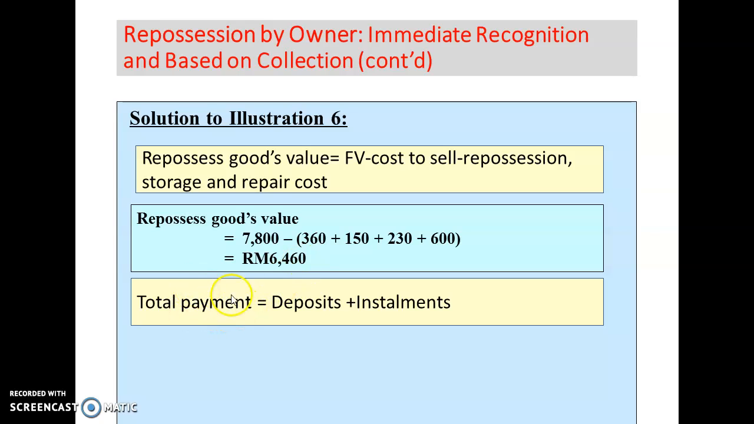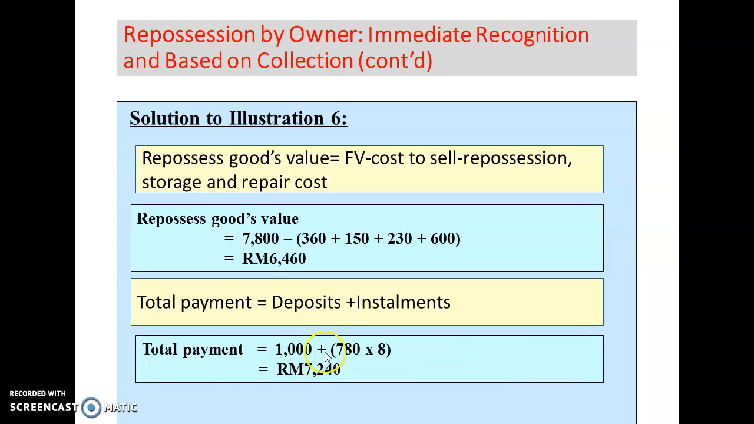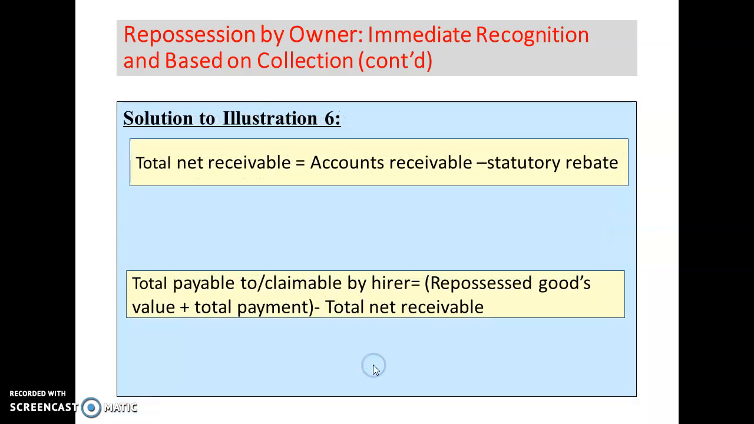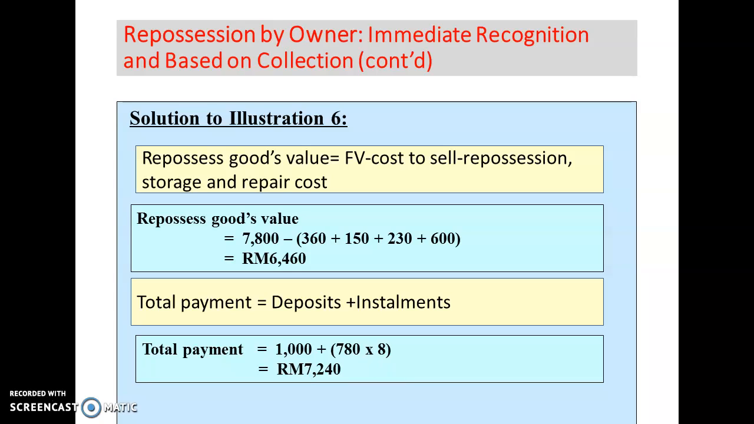Then we're going to add the total payment that has been made so far. The total payment is the deposit of 1,000 plus the payments made from May 2017 until December 2017, which is 8 months. 780 installment times 8 months. So the total payment is 7,240. If you add them up, 6,460 plus 7,240, the total is 13,700. So we're going to compare with the amount payable.